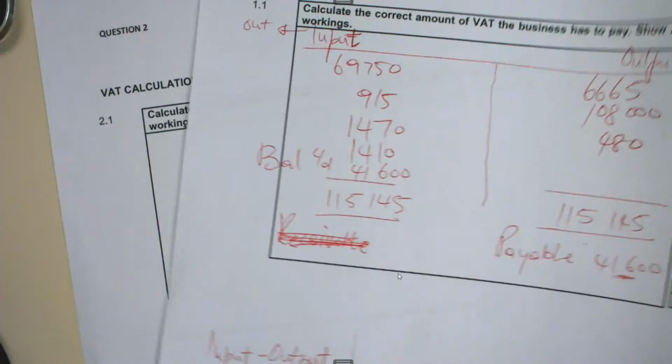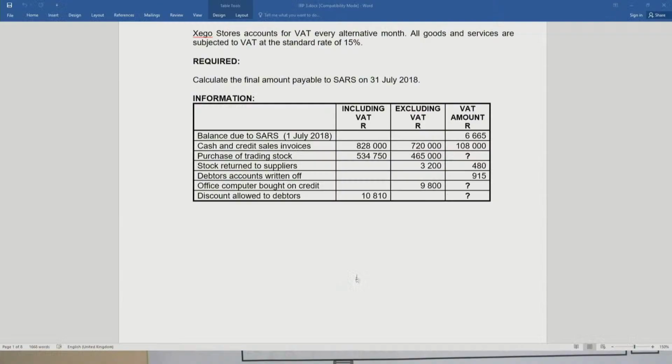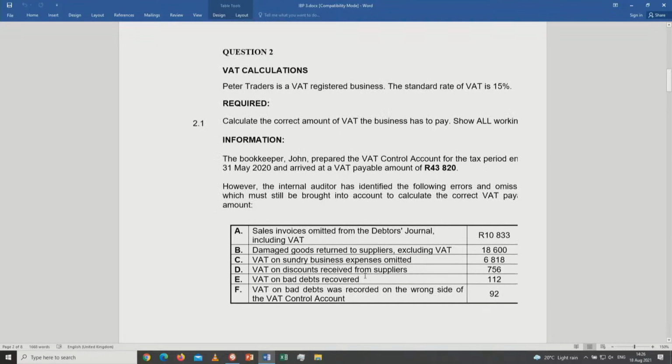Let's look at our question two. We have another VAT question.